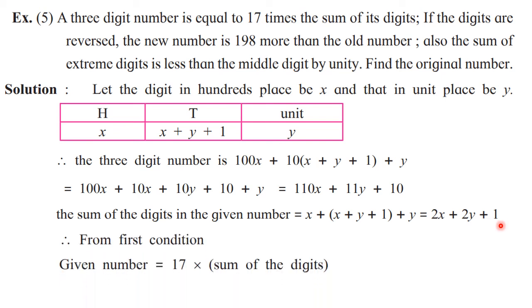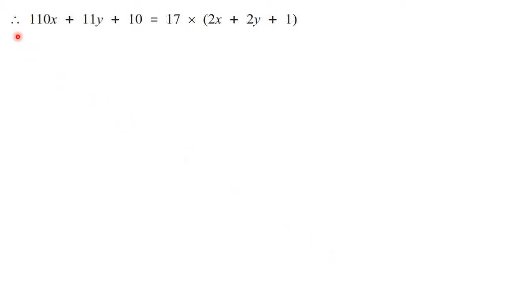Then by making use of the first condition, we can write down this equation: 110x plus 11y plus 10, that is the original number, is 17 times the sum of the digits. Let us now solve it. Left hand side as it is, open the bracket here. 17 into 2x is 34x, 17 into 2y is 34y, and 17 into 1 is 17.